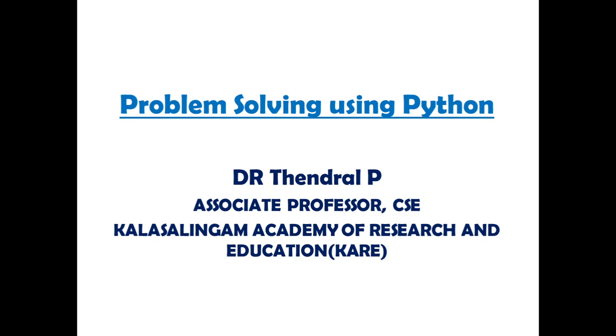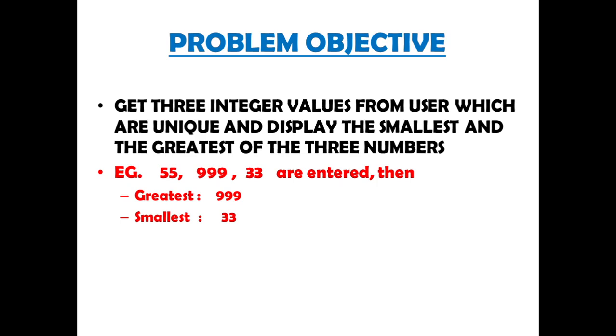Today's video we are going to see a simple problem. Again it's on the beginner's level and we are going to solve it using the Python programming language. The problem objective is you have to get three integer values from the user and the three values should be unique, and you have to display the smallest and the greatest number of the entered three numbers. So for example, if you entered 55, 999, and 33, the smallest is 33 and the greatest number is 999.